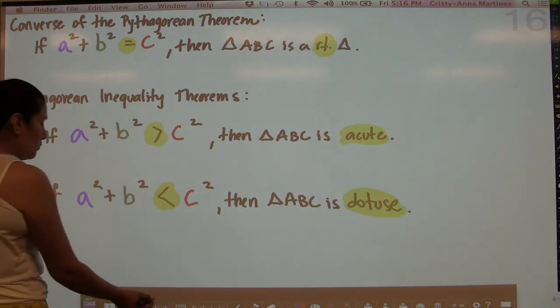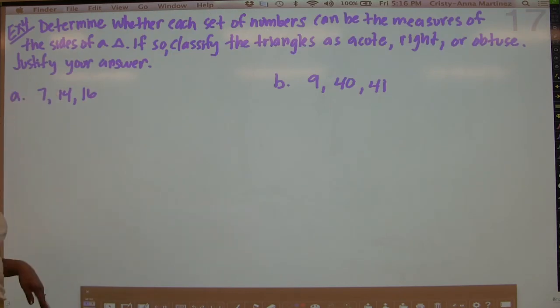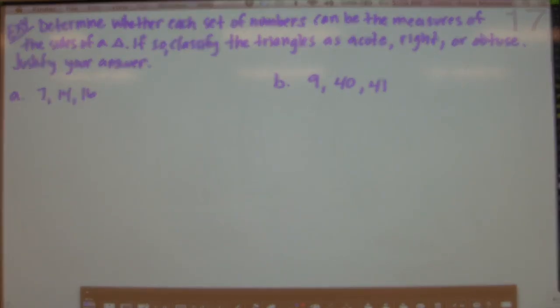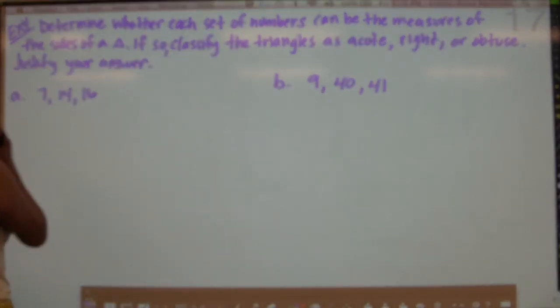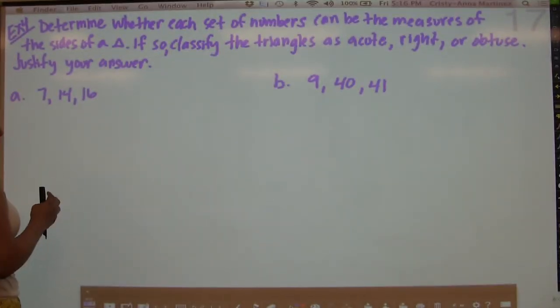So we're going to use that information to classify these triangles over here. What we have here is our last example, and it says determine whether each set of numbers can be the measures of the sides of a triangle. And that, if you remember, requires that we do some checking. In order for it to be a triangle, that's the triangle inequality theorem. That's the first part. We're not even classifying them yet.